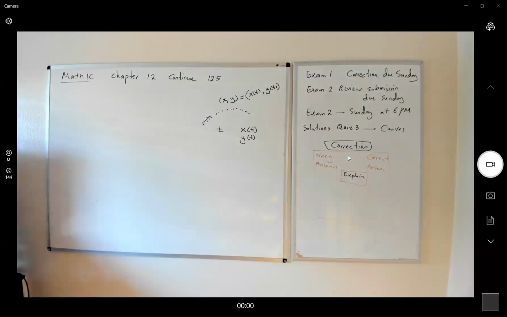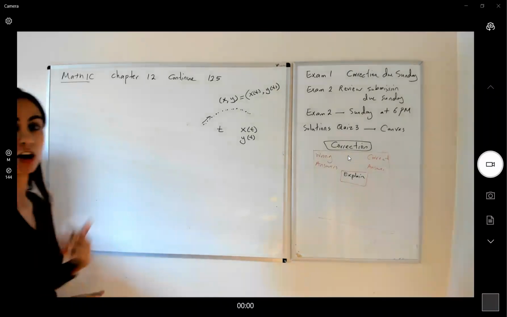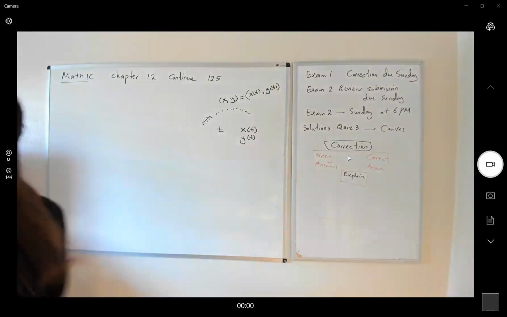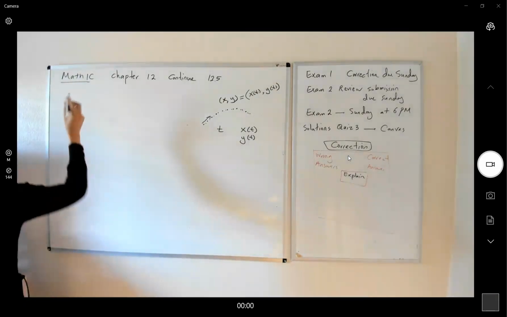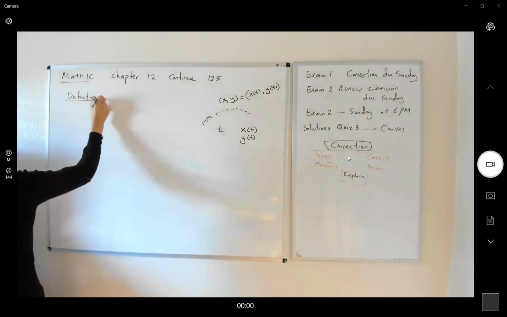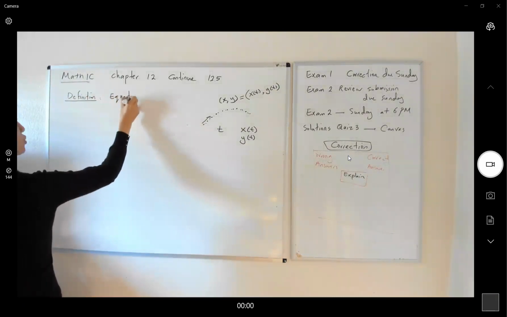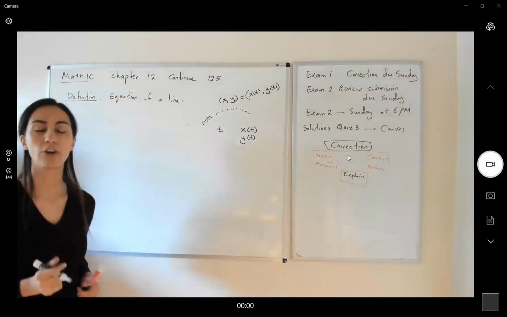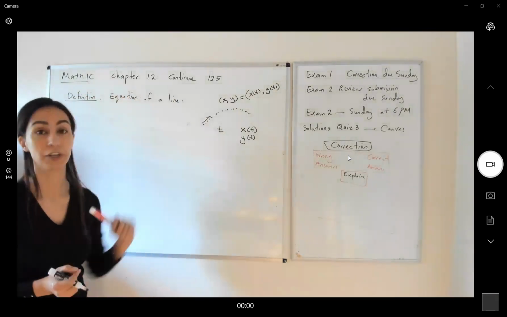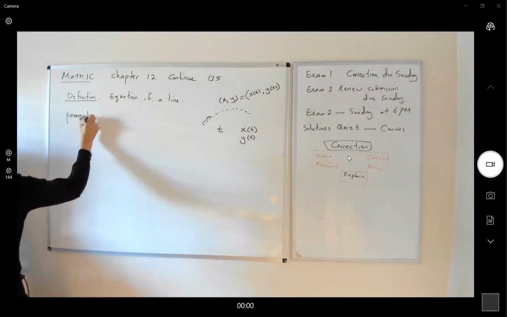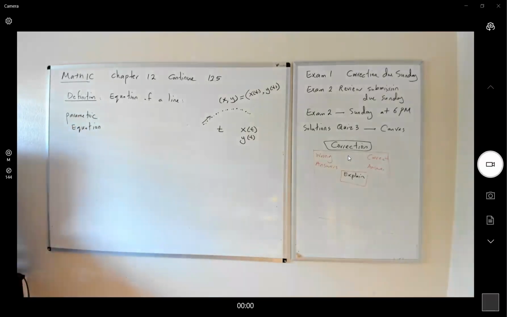Very well. Today we're going to officially define the equation of a line and the equation of a plane using parametric form. Definition. Equation of a line. First of all, we can define the equation of a line using parameter t this way. We call it the parametric equation of the line.